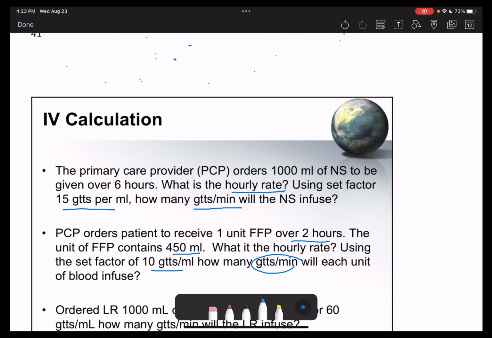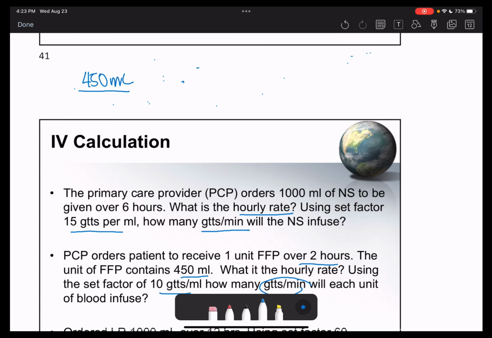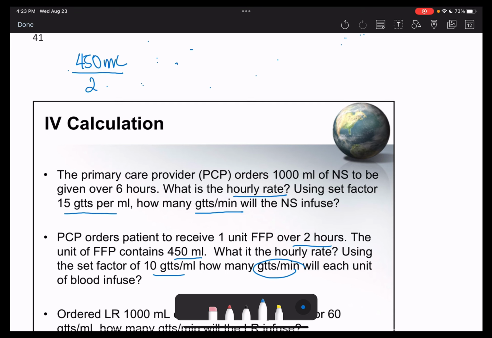So let's start with the hourly rate. Pretty straightforward. We get 450, so that's the amount of fluid in the bag. We want to administer it over 2 hours, right? So you divide it by 2 hours. Then you get 225 ml per hour.